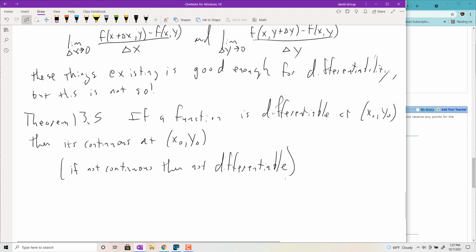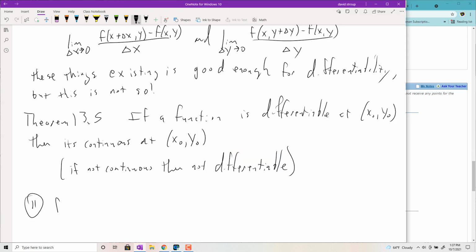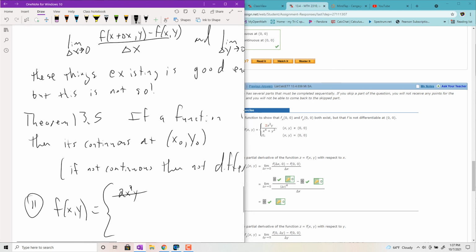Okay, so there's that. Let's look at this problem now. So we have the function in number 11, f of xy, given piecewise. We have 2x squared y all over x to the 4th plus y squared when xy is not at the origin.